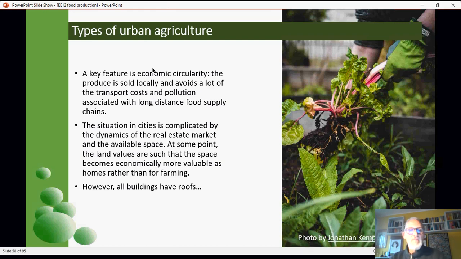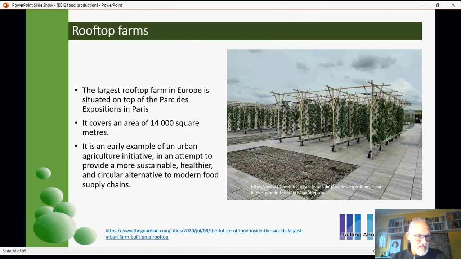So this is something which is coming, but as the point makes there, all buildings have roofs, and there is actually a rooftop farm in Paris. I think it's still at an experimental stage. But at the moment, it covers about 14,000 square meters.